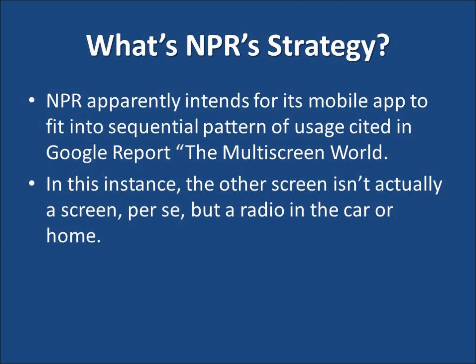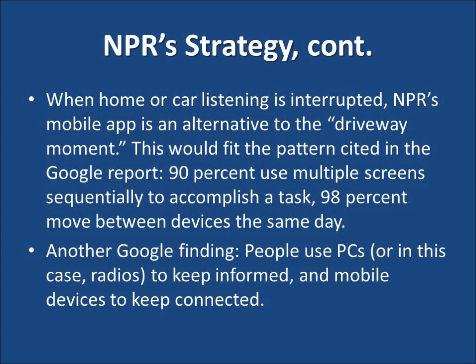So I believe that NPR realizes that their users probably view their content across a number of platforms. And it appears to me that they intend for their mobile app to fit into a sequential pattern of use that was cited in the Google report, The Multi-Screen World, that we read in the first week. In this instance, though, the other screen isn't actually a screen per se. It's your car radio or your home radio where you might be listening to the NPR programs.